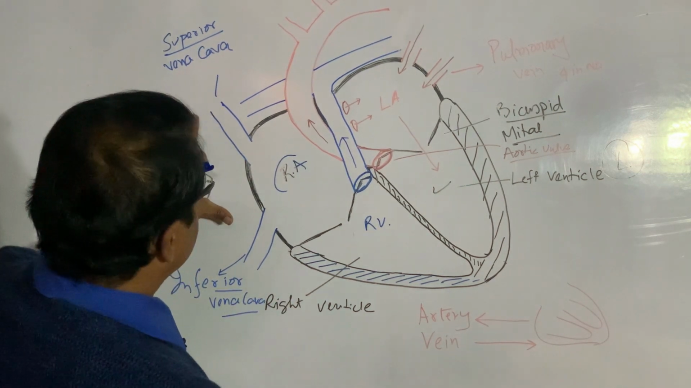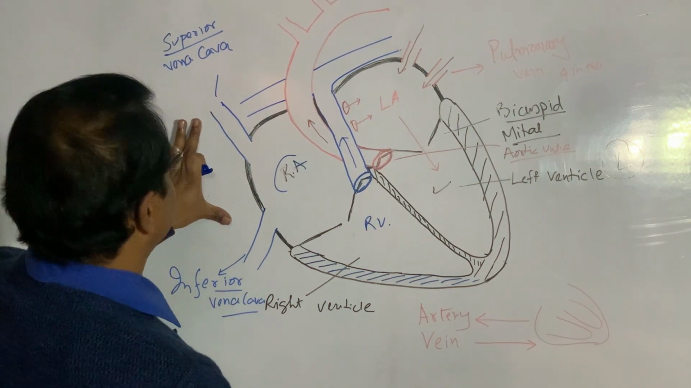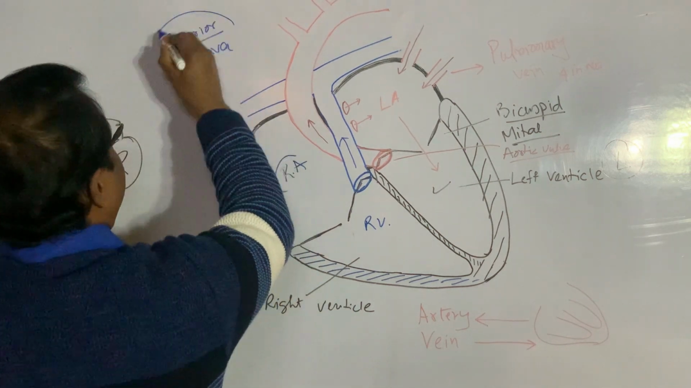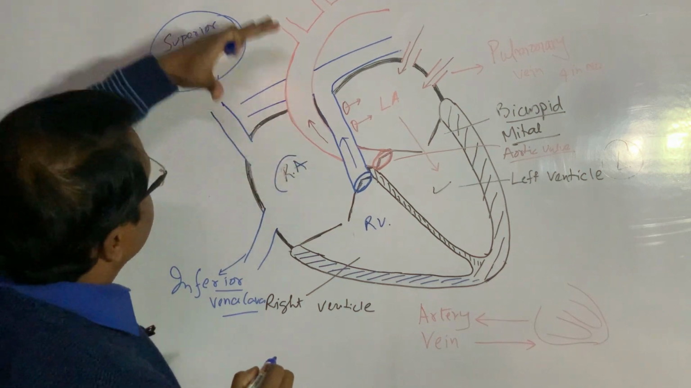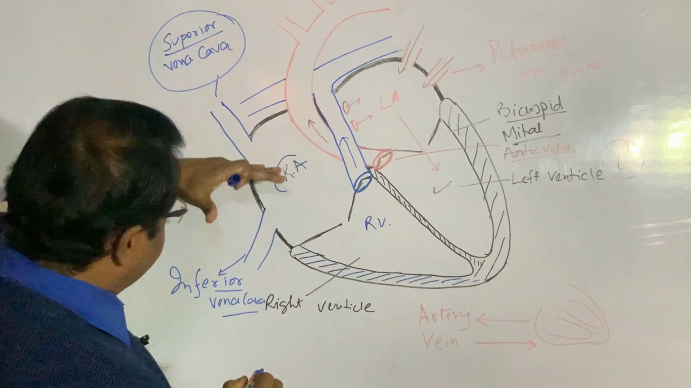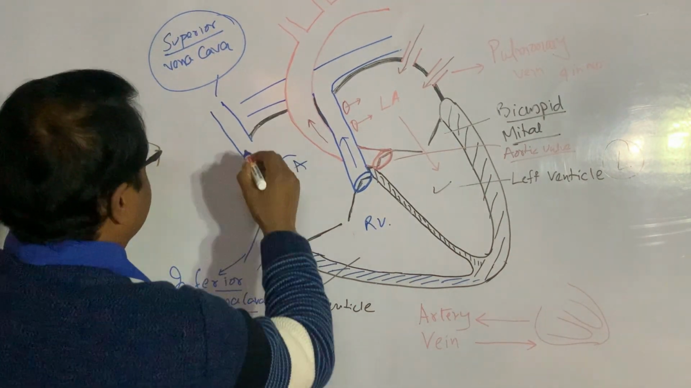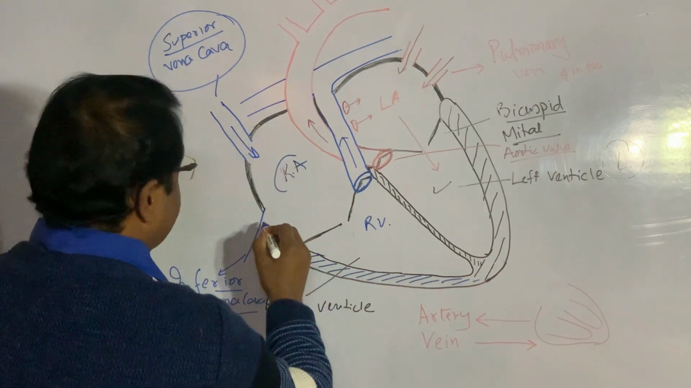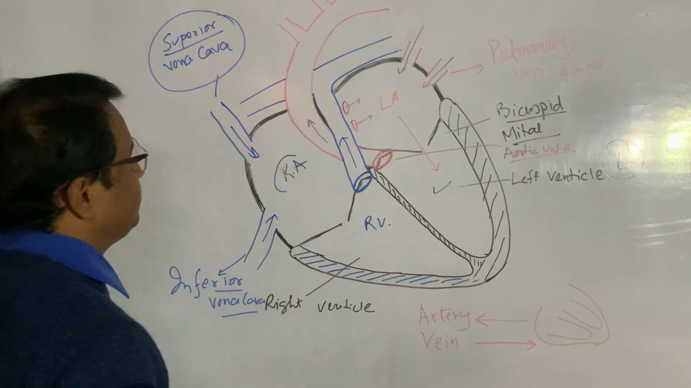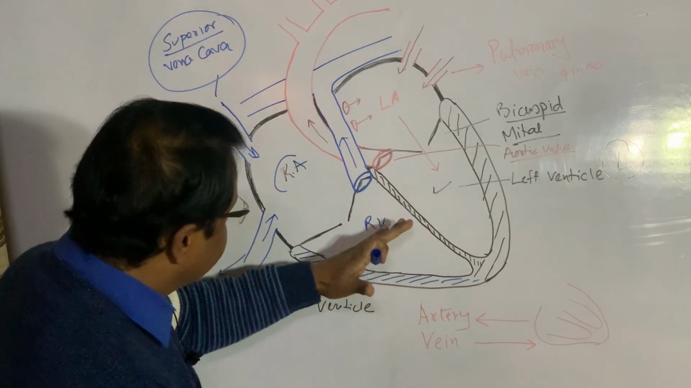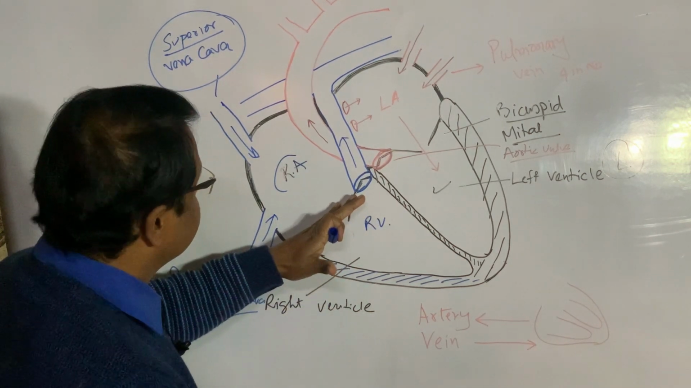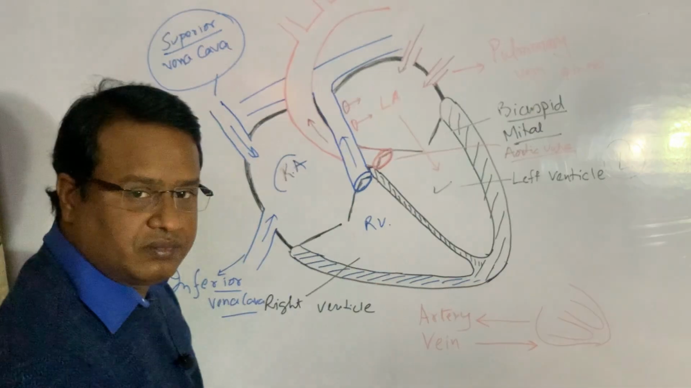These two major veins, superior vena cava and inferior vena cava, drain blood into the right atrium, the superior from the upper part of the body and the inferior from the lower part of the body. It is separated from the right ventricle by the tricuspid valve. Okay.